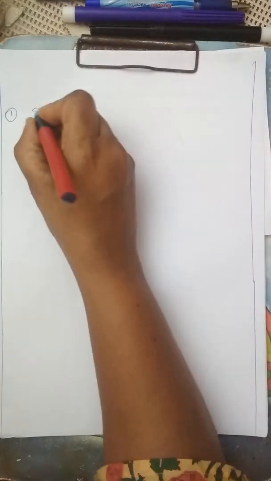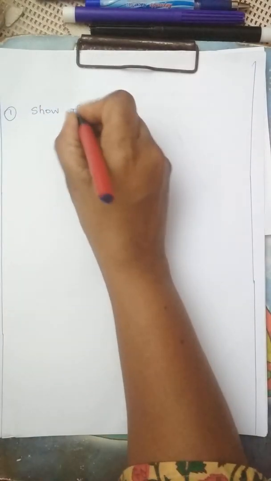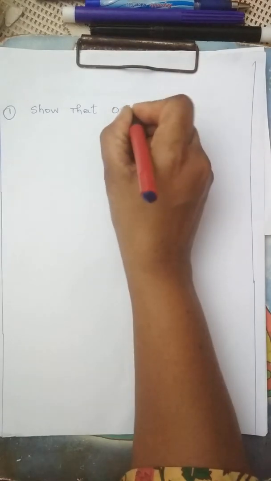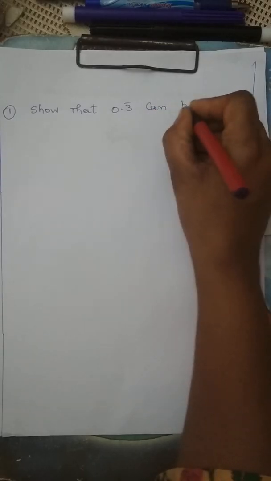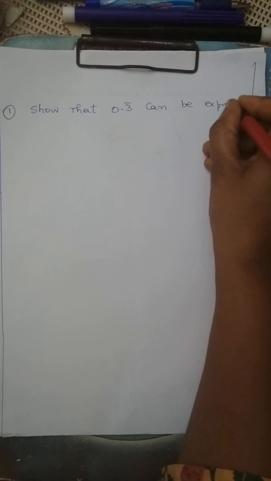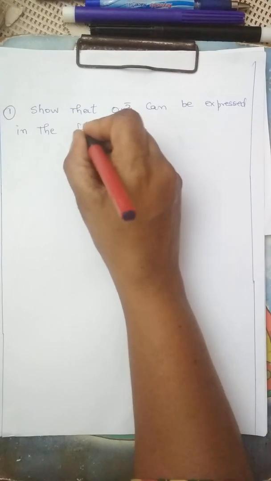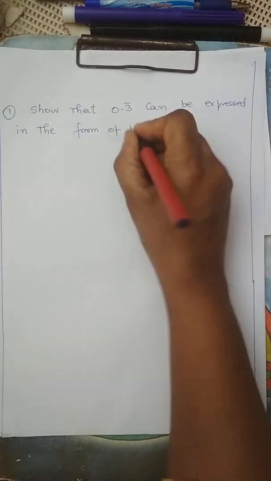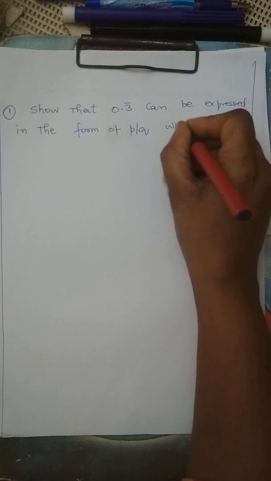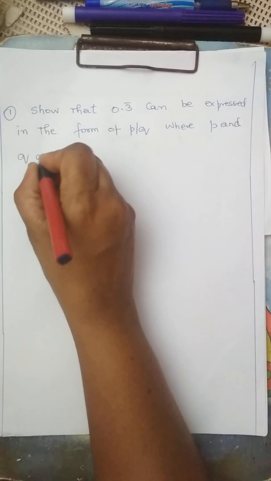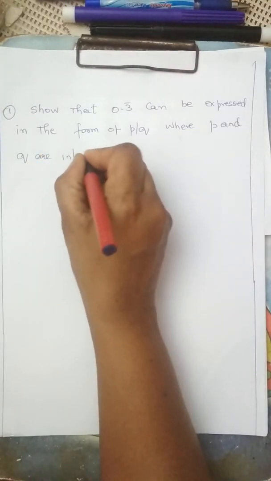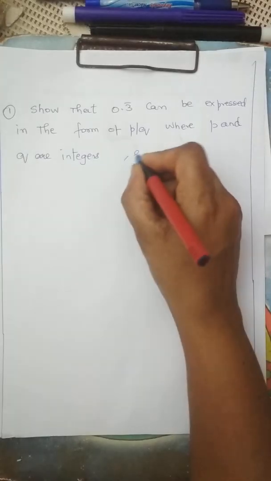For today's topic, the question is, just pay attention, do what I am saying, and at the same time take your paper. Show that 0.3 bar can be expressed in the form of P upon Q, where P and Q are integers and Q is not 0.